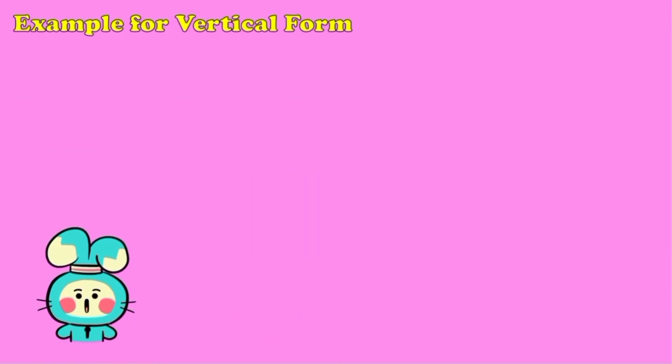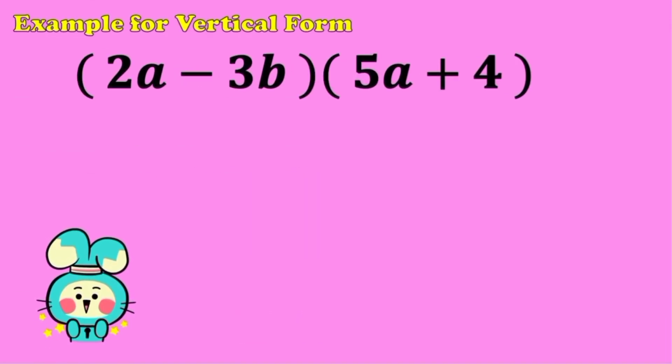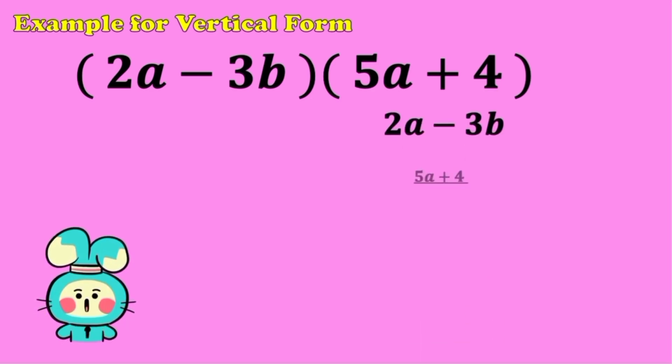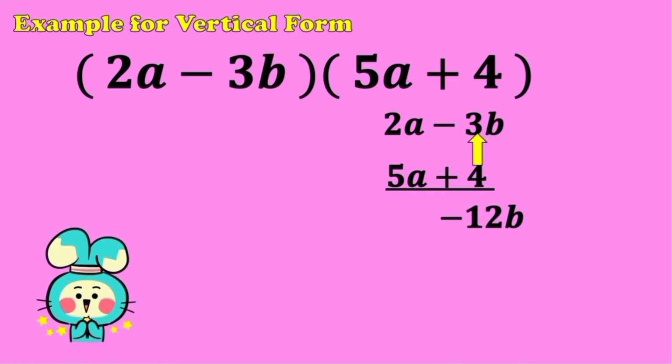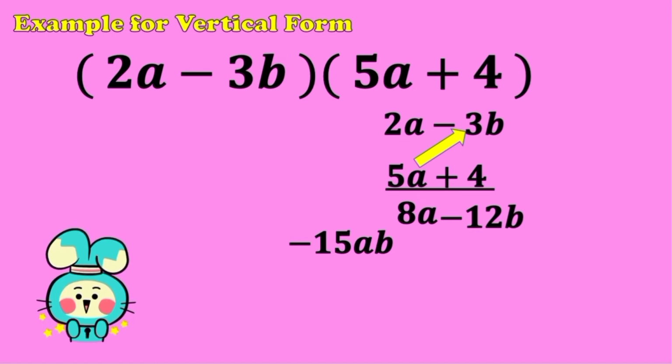Example for vertical form. 2a minus 3b multiplied by 5a plus 4. Now let's arrange in vertical form. Now let's multiply. 4 multiplied by negative 3b is negative 12b. 2a multiplied by 4 is 8a. Now let's proceed to the second term. 5a multiplied by negative 3b is negative 15ab. Take note, there are no similar terms, so I did not align negative 15ab.